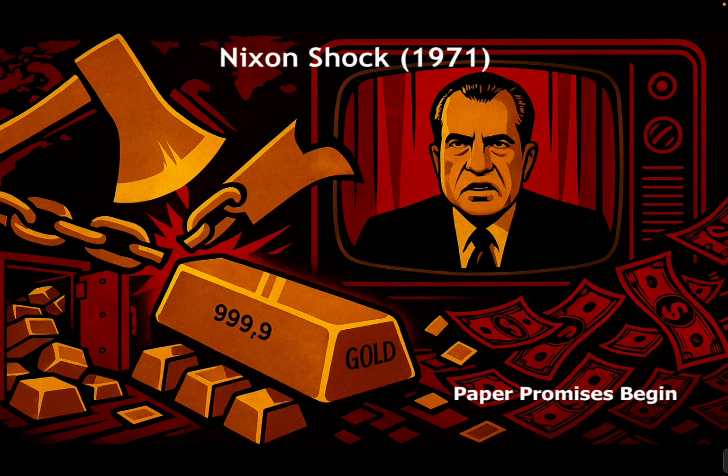By the late 1960s, the dream began to crack. Wars, especially Vietnam, and growing deficits made it impossible to back every dollar with gold. Foreign nations began losing trust and started demanding gold for their dollars, draining America's reserves from 18,000 tons to barely 8,000. Between 1959 and 1971, foreign central banks converted over $12 billion in dollars into gold.